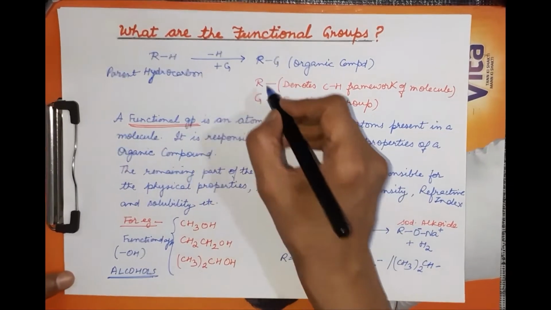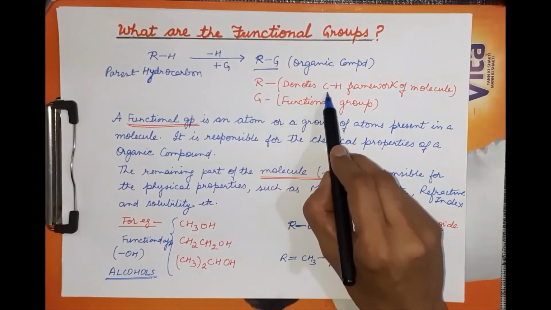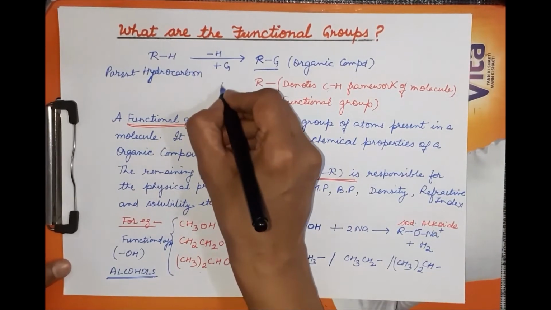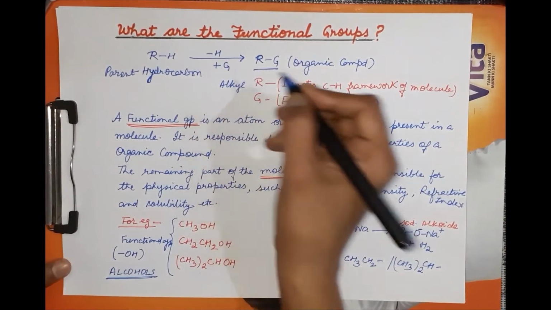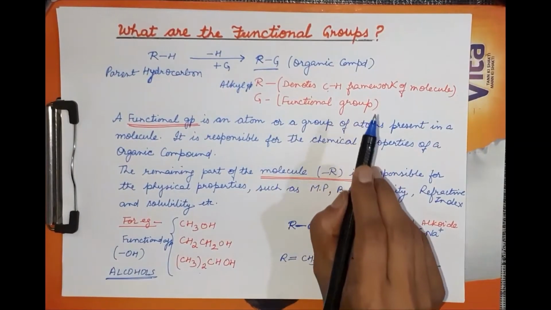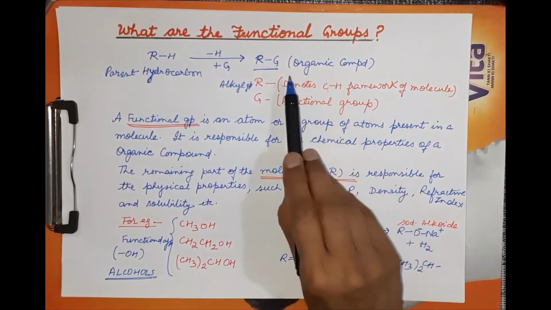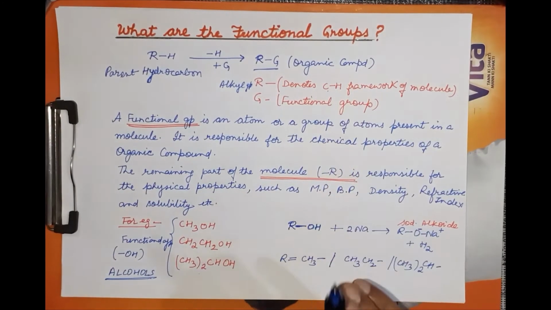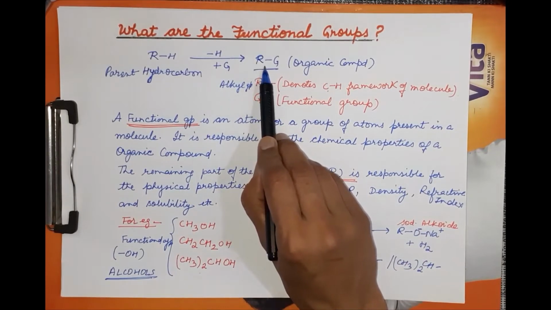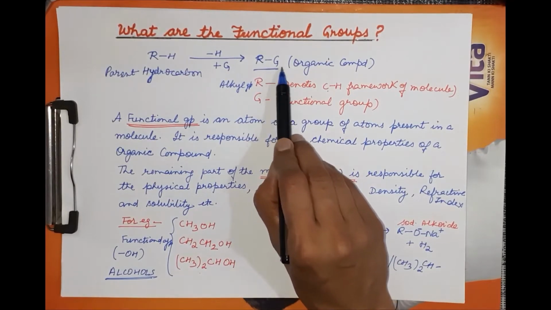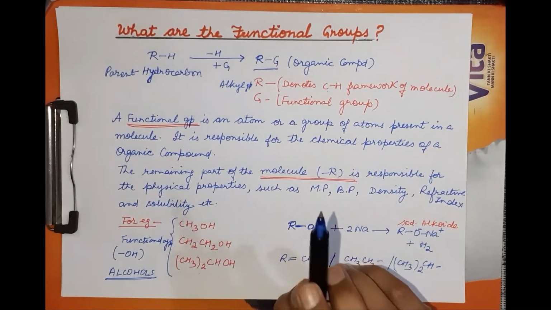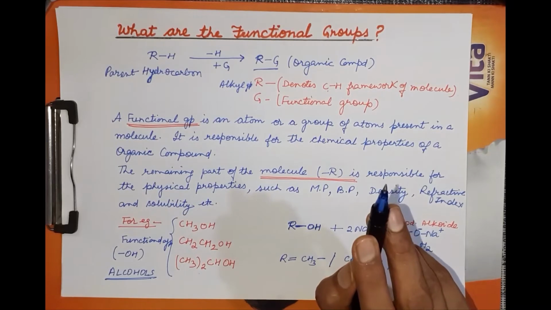Here in this RG, R represents the CH framework of the molecule, which we also call the alkyl group. And G is the functional group. So any organic compound is made up of two parts. First is the alkyl group and second is the G, which is the functional group in the organic compound. Now let's understand what is the functional group.